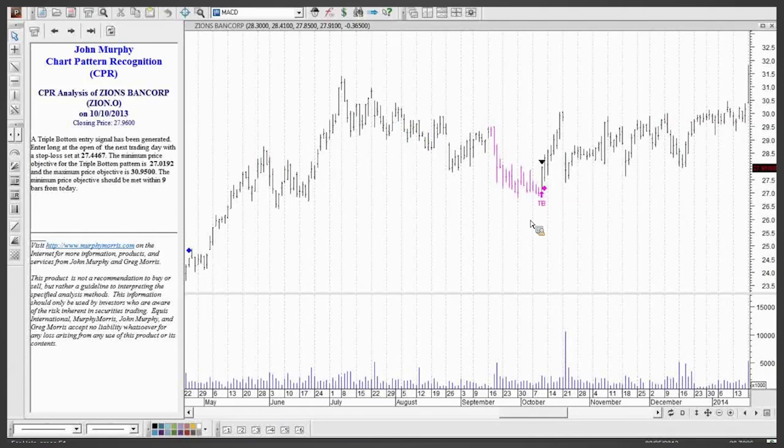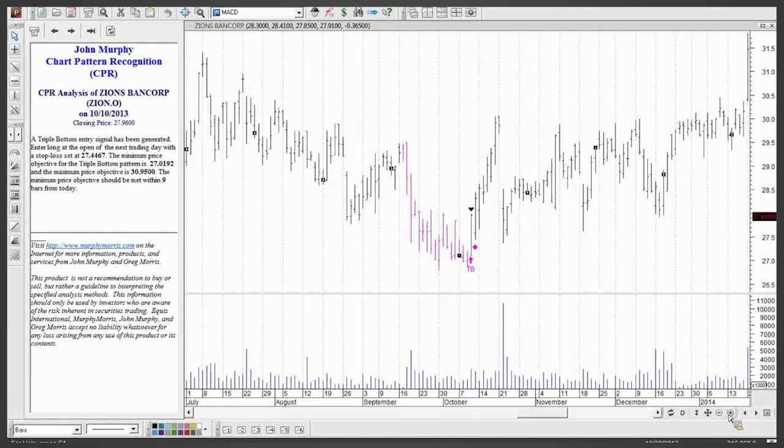Okay. So if we go back to this triple bottom signal that was generated back on 1010, it will actually walk us through this. A triple bottom entry signal has been generated. Enter long at the open. So if we had entered long at the open of the next bar, which was established right here, you can see that a new trend was generated.